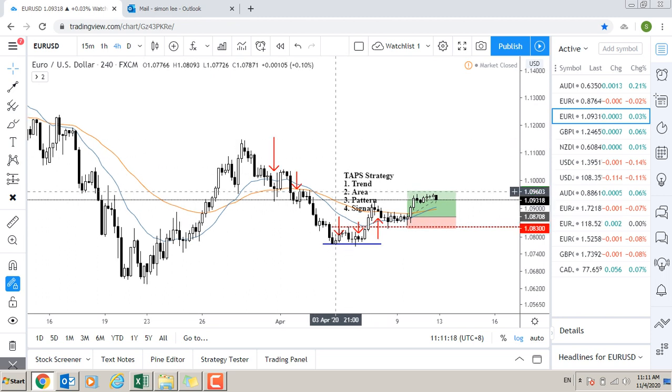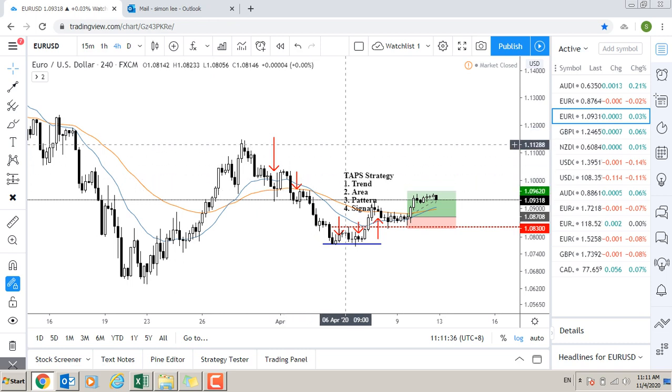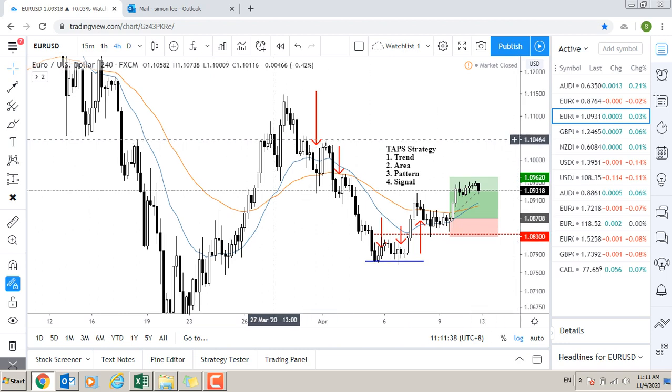So if the trend is confirmed, then what area should we look for? Should we look to sell at a random area, or should we look to sell at a resistance area, or should we look to sell at a support level? So definitely we will choose the second one, sell at a resistance area. So we got to know how to define an area to look for.